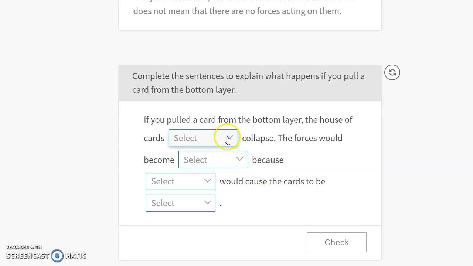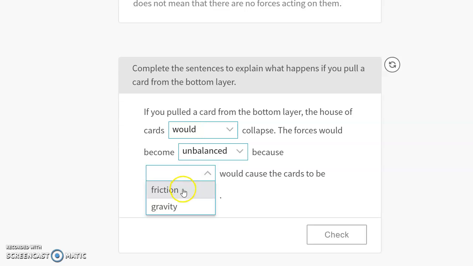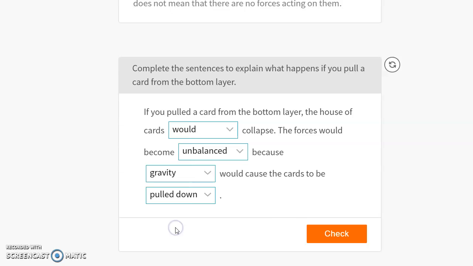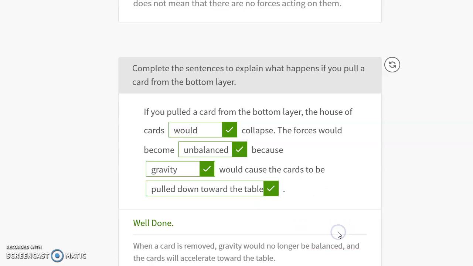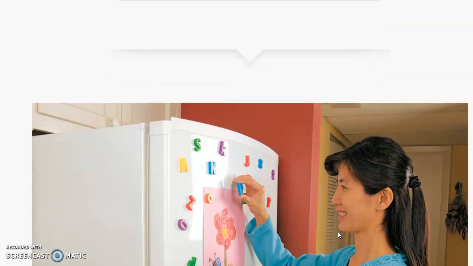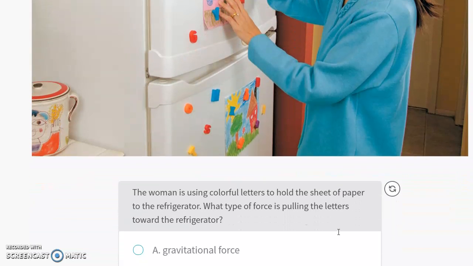If you pull a card from the bottom layer, the card house would collapse. Remember, if you've ever tried this, if you try a pyramid and something comes from the bottom, everything collapses. The forces become unbalanced because gravity would cause the cards to be pulled down towards the table. Once you lose your balance, gravity pushes in the direction that has more force.